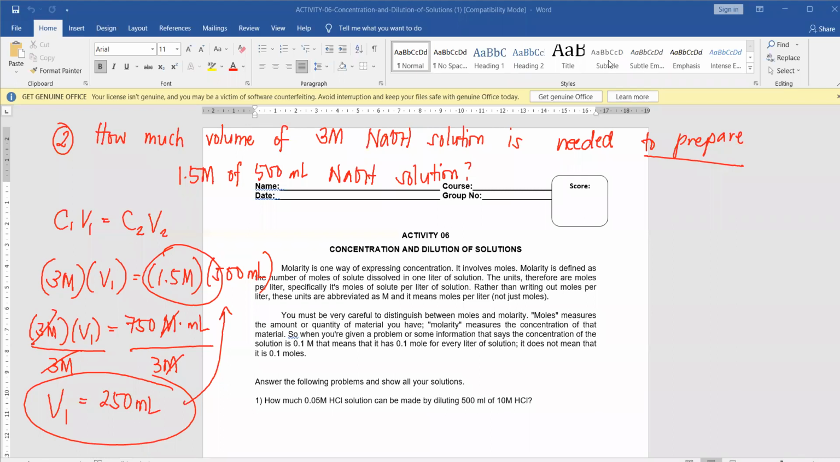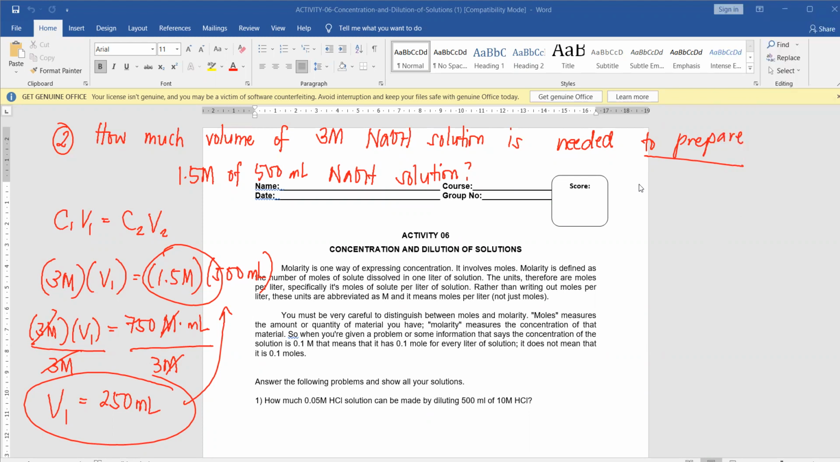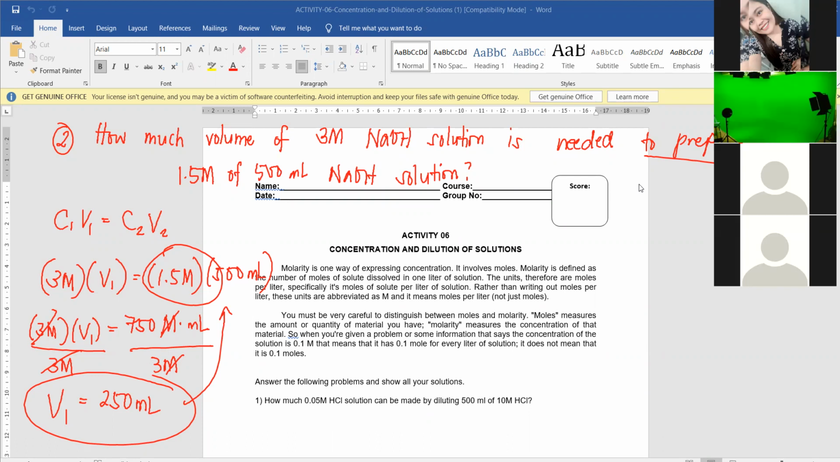Sige. So kung wala na, may chances ng duhang ano. No, always lang yan siya na isa lang ang unknown, Stephanie. Isa lang ang ina-ask sa problem. Kasi you cannot continue with the computation if dalawa talaga ang wala. Isa lang ang wala for that. Either the first concentration or the first na volume or dito ta sa new solution na to. Either of the concentration or the volume.